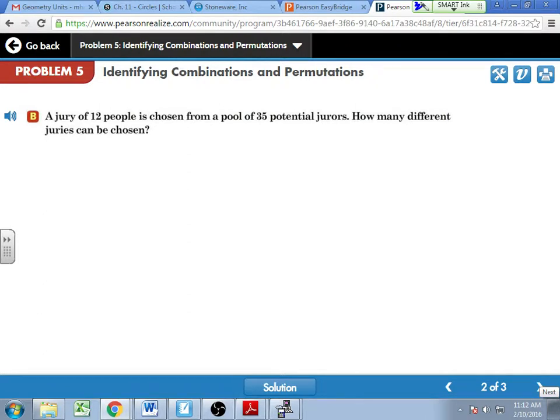A jury. You guys don't know a lot about the judicial system necessarily yet. A jury of 12 people is being chosen from a pool of 35 potential jurors. How many juries can be chosen? Okay. What do we use? Permutation, combination. I use combination. Why? Because it doesn't matter the order of the jury necessarily. It just matters who is being chosen. You're not the jury president or the jury secretary. You're just on the jury.